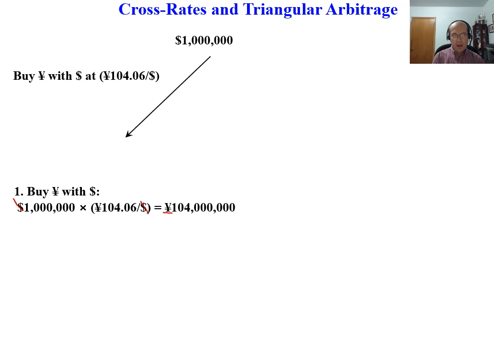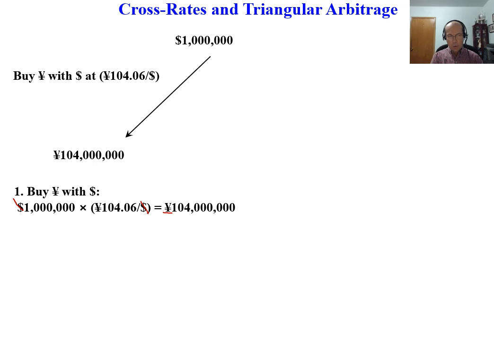We will have dollar squared over Japanese yen, which is wrong. So it will be an immediate signal to us that we made a mistake: dividing by that exchange rate was a mistake, we have to multiply. So now we have 104 million Japanese yen. What should be our next step?